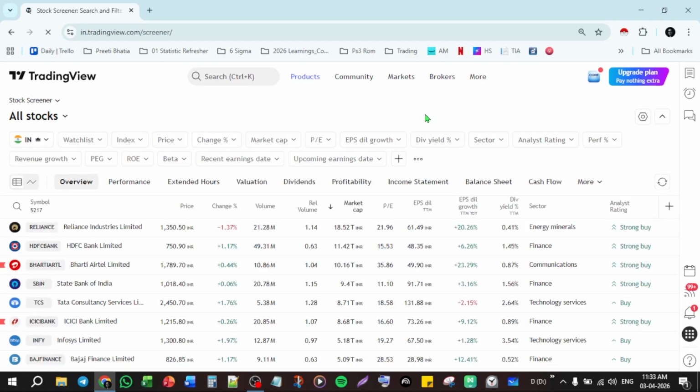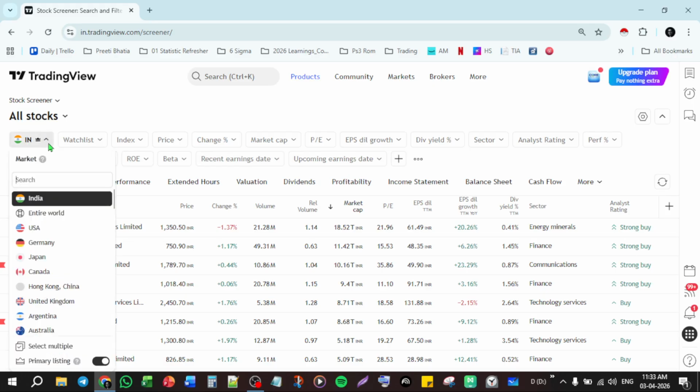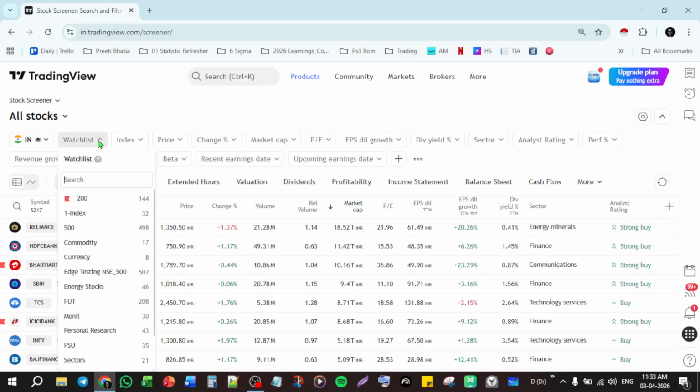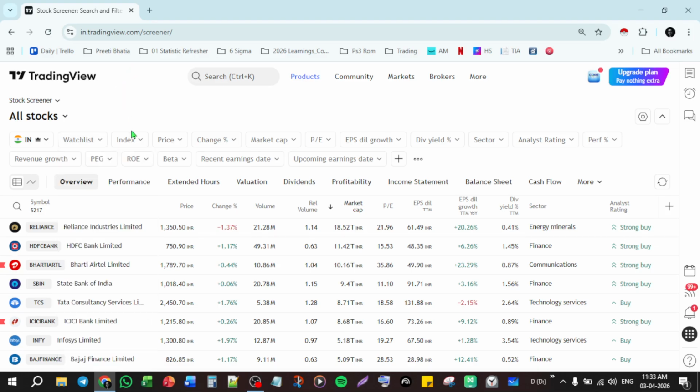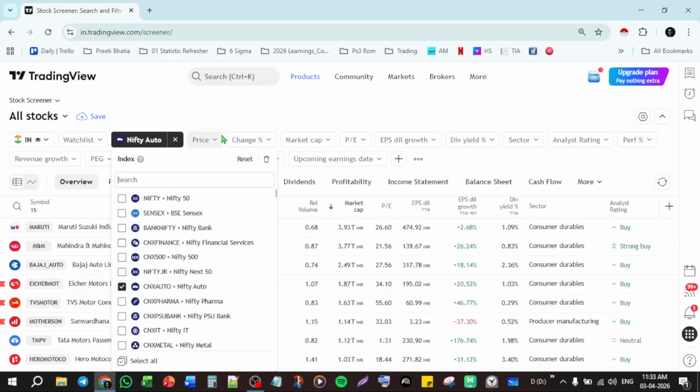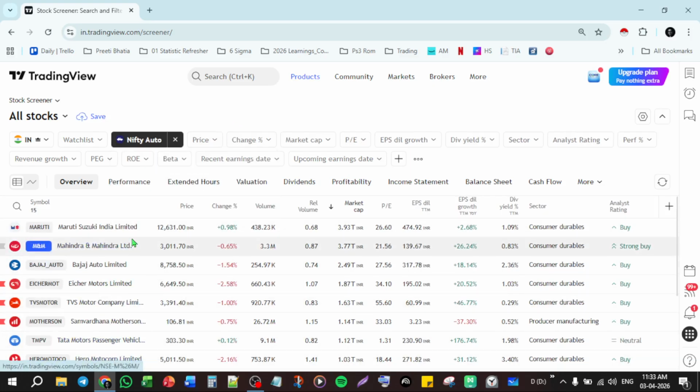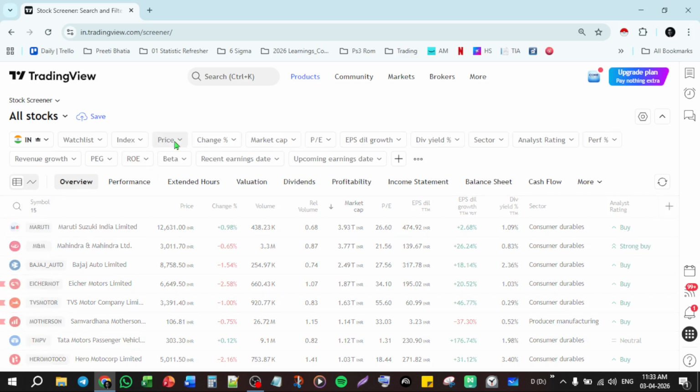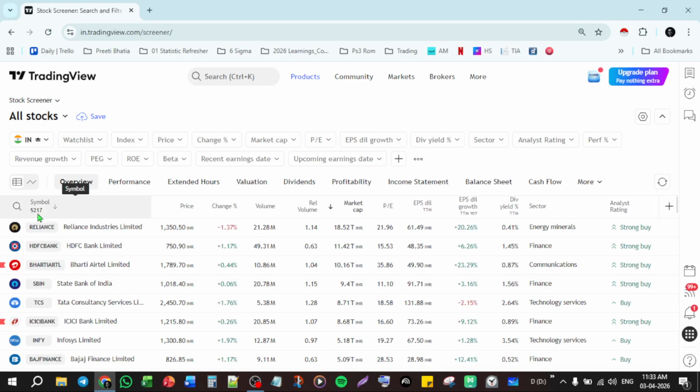Now, what you see over here is a lot of stuff. First of all, you can change the country over here. I've selected India. You can click over here and select whichever country you want. If you already have a watch list, then you can also use that, like I have so many watch lists. If you have a particular index in mind, you can also do it. For example, you want to make a watch list only on auto. So you click on auto and all the stocks which are auto related will come. Now, if you see over here, it says 15. But if I remove this, I get 5,217 symbols.